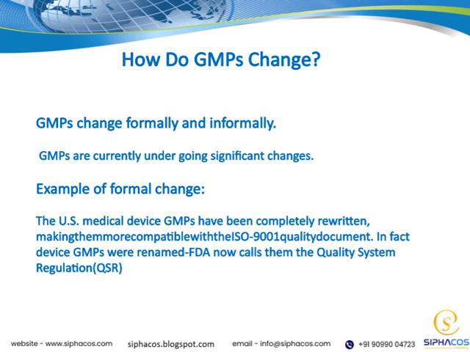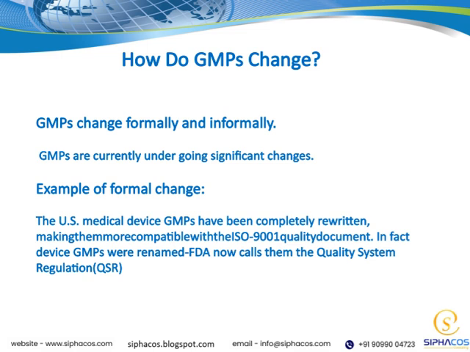So, how do GMPs change? Well, the key point here is that these changes are not static, they're ongoing. They can be formal, like legislative updates or regulatory revisions, or informal, such as evolving industry best practices and internal company policies. Staying current with these changes is crucial for compliance and maintaining product quality.